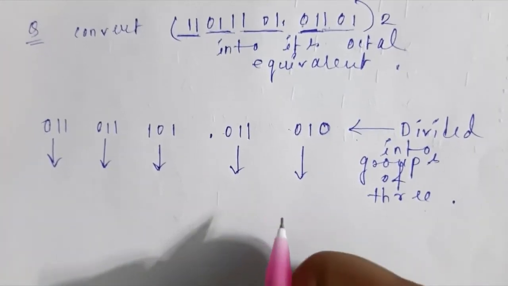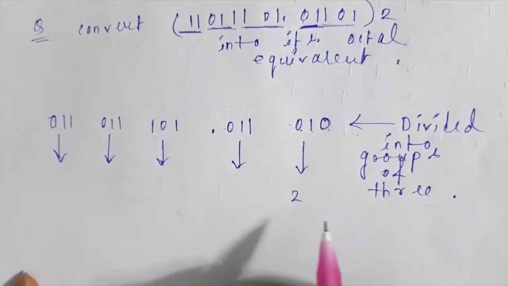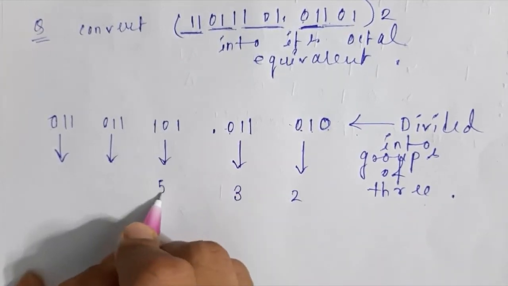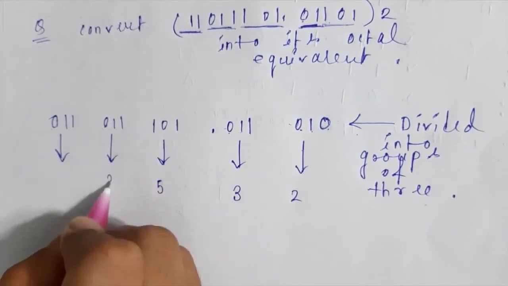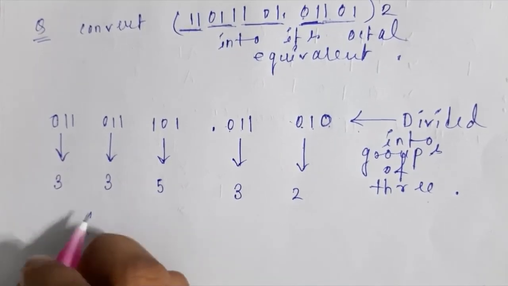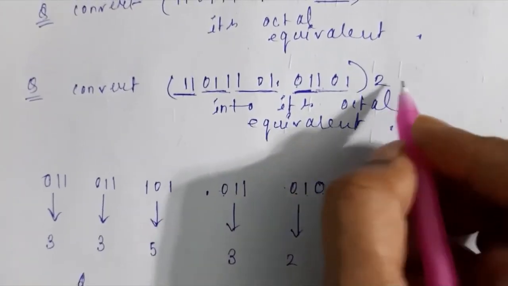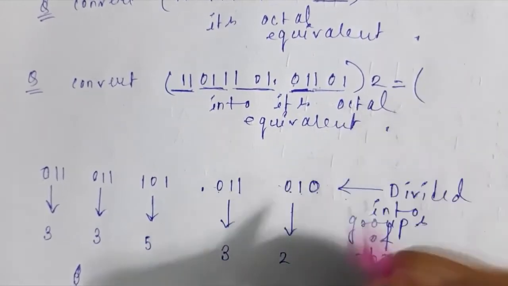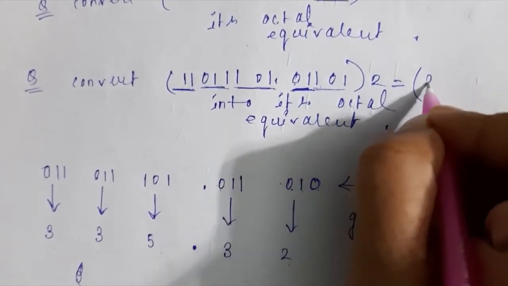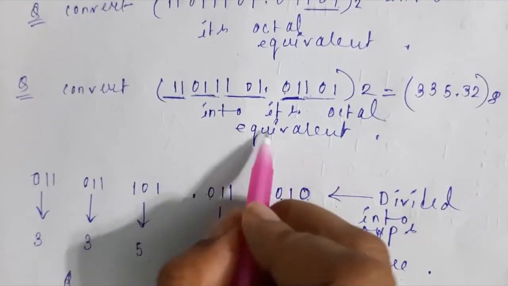Now express this in octal. 0, 1, 0 is equal to 2. 0, 1, 1 is equal to 3. 1, 0, 1 is equal to 5. 0, 1, 1 is equal to 3. 0, 1, 1 is equal to 3. So therefore we can write that this is equal to 335.32. So this is the octal equivalent.